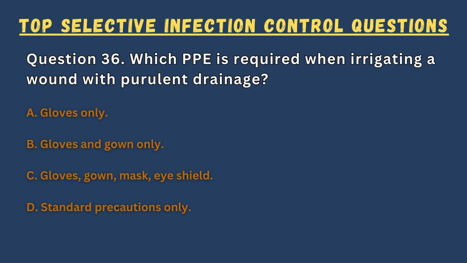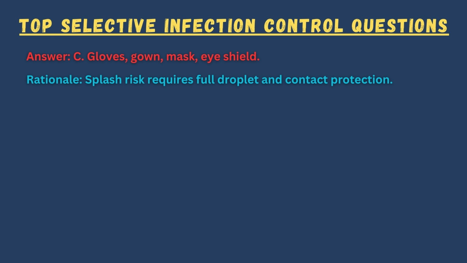Question 36. Which PPE is required when irrigating a wound with purulent drainage? A. Gloves only. B. Gloves and gown only. C. Gloves, gown, mask, eye shield. D. Standard precautions only. Answer. C. Gloves, gown, mask, eye shield. Rationale. Splash risk requires full droplet and contact protection.